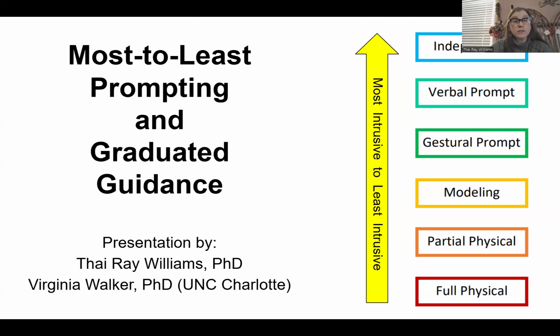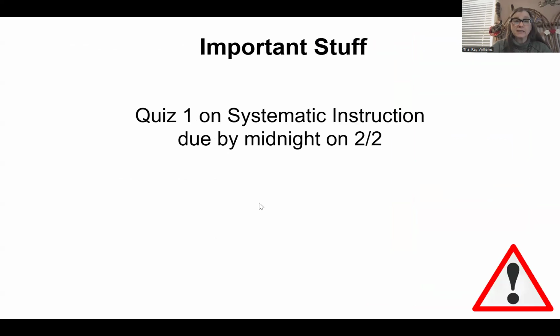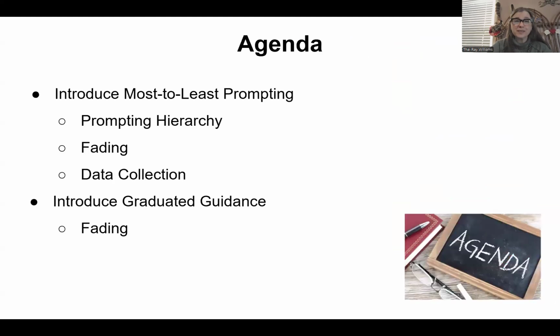This week we'll continue talking about response prompting, and specifically, we are going to focus on most to least prompting and graduated guidance. Just some important information is that you have quiz one on systematic instruction coming up. Today, when we're talking about most to least prompt, we're going to talk about the prompting hierarchy related to most to least prompting. For both that and graduated guidance, we're going to be talking about fading, planning for fading, and then also looking at data collection.